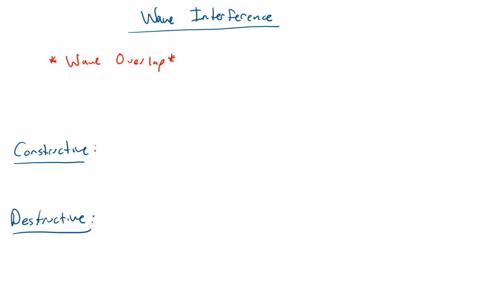That one's a little more complicated because that could be a peak and a peak sort of adding together, and it could also be a trough and a trough, which would also sort of add together because they're in similar directions. So we say that constructive interference is really like an adding or a combining effect.